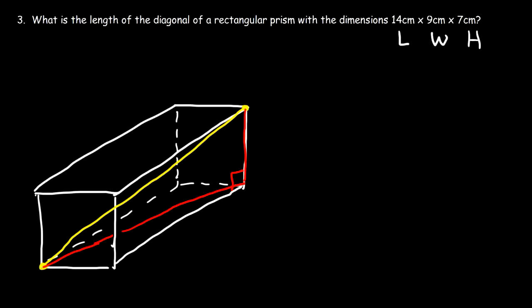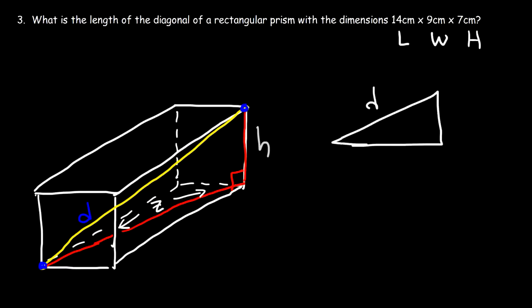So I'm going to call the length of the diagonal, which we're trying to find, the yellow line, let's call it D. We want to find the distance between these 2 points. And this side is the height of the prism, that's H. And the length of the red diagonal that is on the bottom surface, let's call this Z. So we have this triangle. The hypotenuse is D, which is what we're trying to find. H is the height, and Z is the red diagonal that's on the bottom face of the rectangular prism.